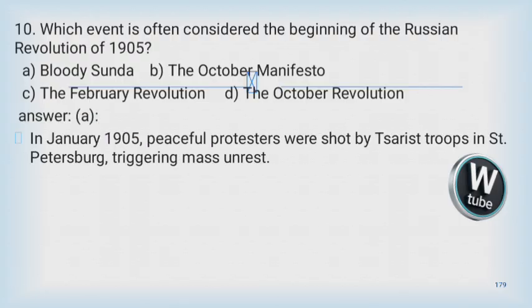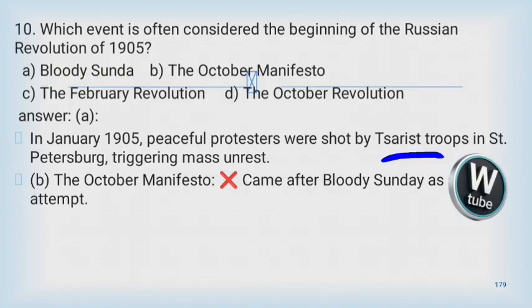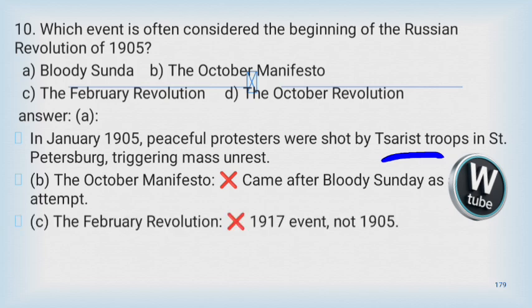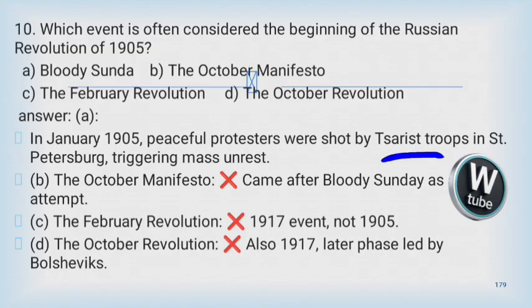In January 1905, peaceful protesters were shot by Tsarist troops in St. Petersburg. This triggered mass unrest. The October Manifesto came after Bloody Sunday as a reform attempt. The February Revolution was a 1917 event. It was not 1905. The October Revolution, also 1917, was the later phase led by the Bolsheviks, not 1905.